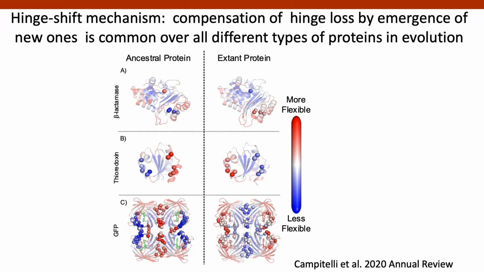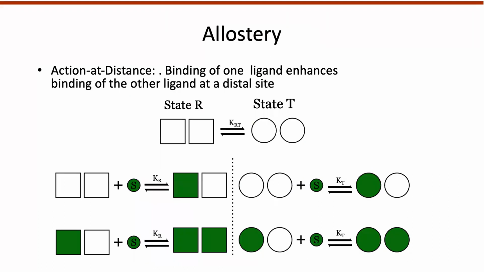Now, I don't have too much time, but I will end this story maybe with a really crash course on allostery. What is allostery? Allostery is, let's say you have two states, R and T, the relaxed state and the tense state, right? This was discovered with hemoglobin binding oxygen.